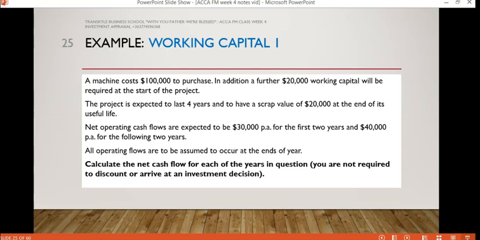A machine costs $100,000 to purchase. In addition, a further $20,000 working capital will be required at the start of the project. The project is expected to last 4 years and to have a scrap value of $20,000 at the end of its useful life. Net operating cash flows are expected to be $30,000 per annum for the first 2 years and then $40,000 per annum.